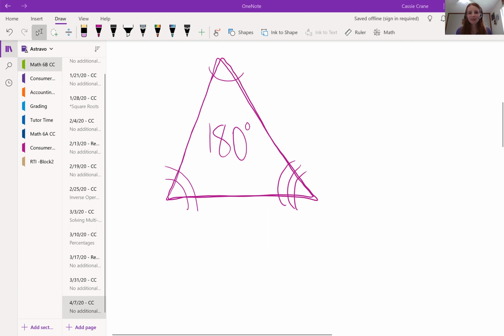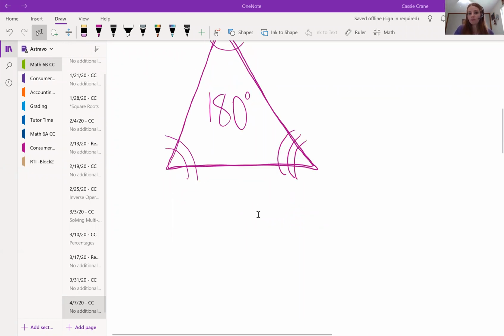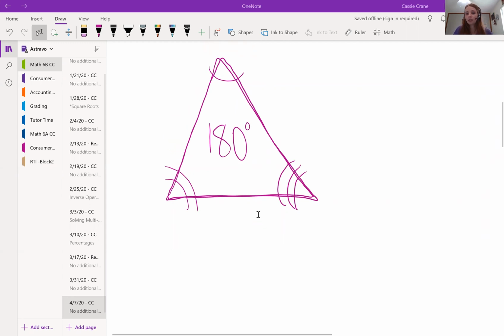Okay, sorry about that. Yes, so all the angles always add up to 180 degrees every single time. So they can all be the same thing as long as they add up to 180. They can all be different and add up to 180. If it's a right triangle, we know one angle is going to be 90 degrees and the other two can be something else, but they'll always add up to 180 or else it's not a triangle.